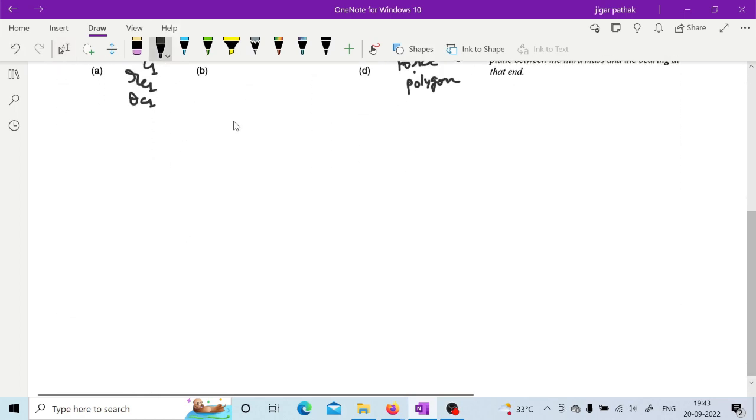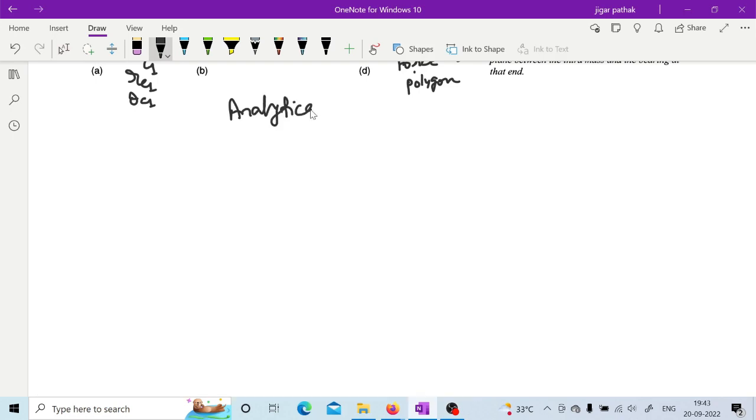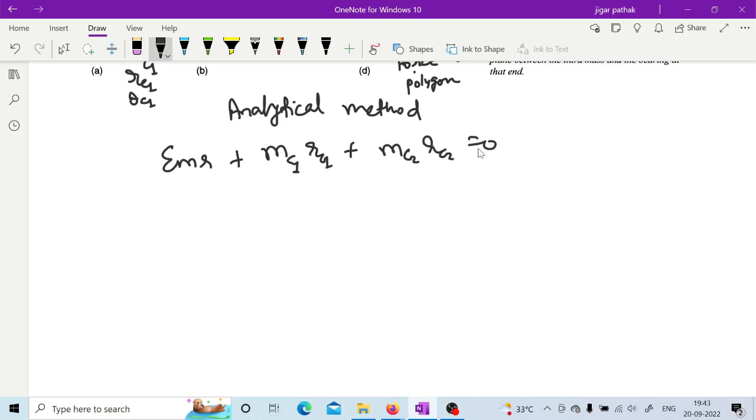Yeah. So here, if you go for the analytical method in this several masses, then here our equation would be like this: sigma mr plus MC1 RC1 plus MC2 RC2 equals to 0, right? And similarly for that moment also, right?